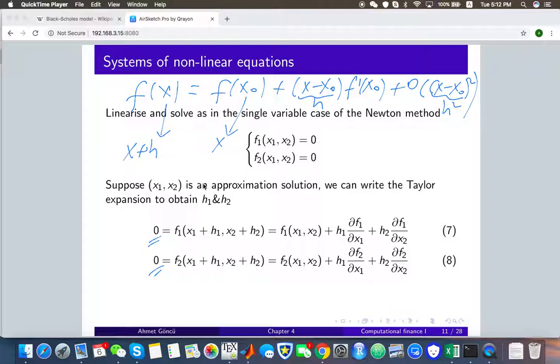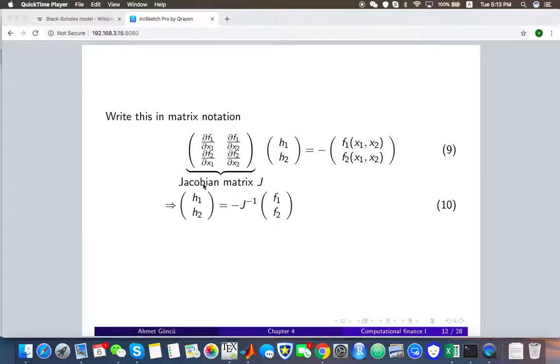Once we get here, we can represent this system in matrix notation, and that's not very difficult to do. All you need to do is collect all these coefficients, and your unknowns are h1 and h2. So you have the coefficients multiplied by the vector of unknowns, and the right hand side becomes minus the function values f1 and f2. We call this matrix of partial derivatives the Jacobian matrix, denoted by J.